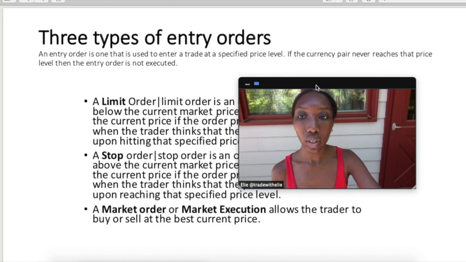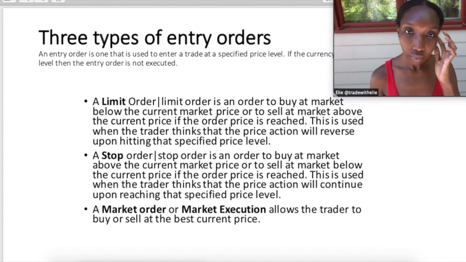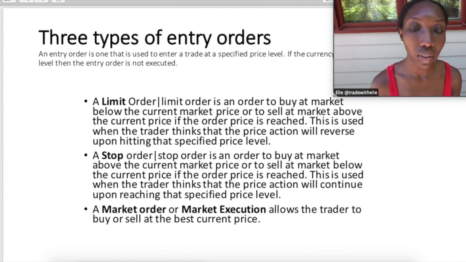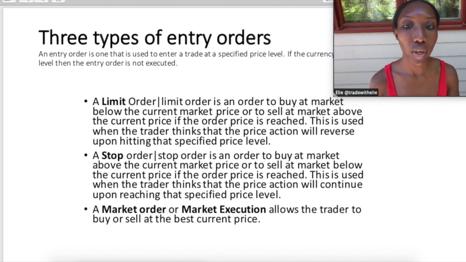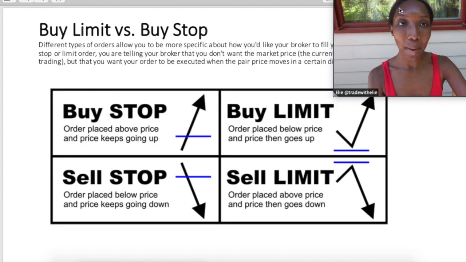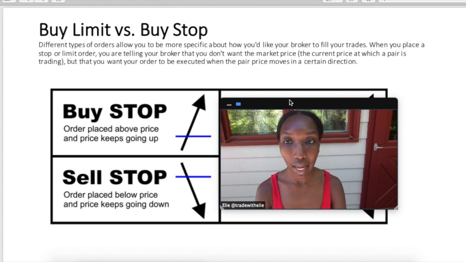Now, in a stop order, you're going to be buying at market above the current price or sell at market below the current price. And this is used when the trader thinks that price action will continue upon reaching that specified level. So what's happening is, once again, we're going to focus now on the left-hand side. We have a buy stop and we have a sell stop. So order is placed above price and price keeps going.